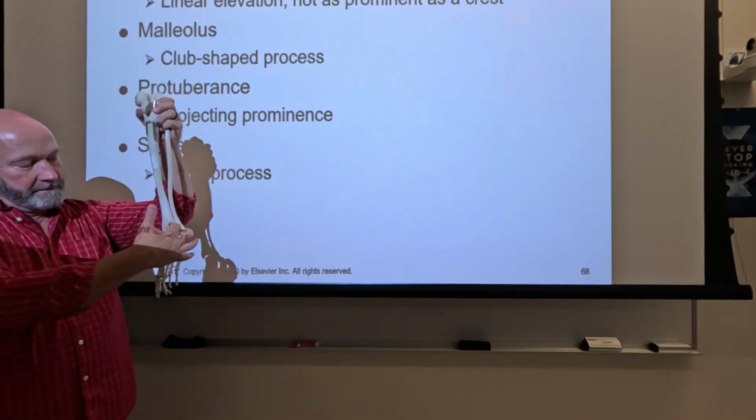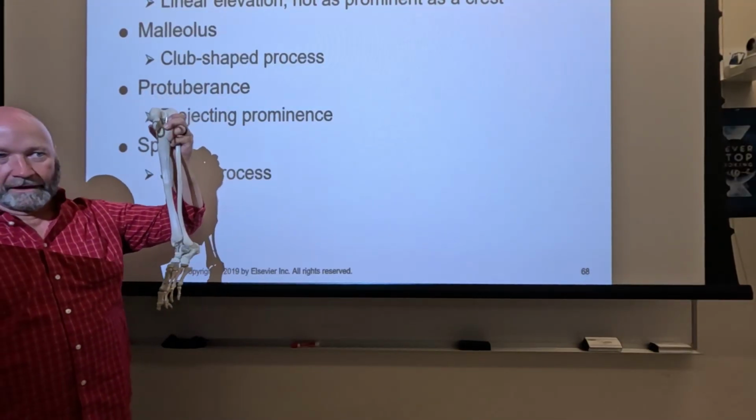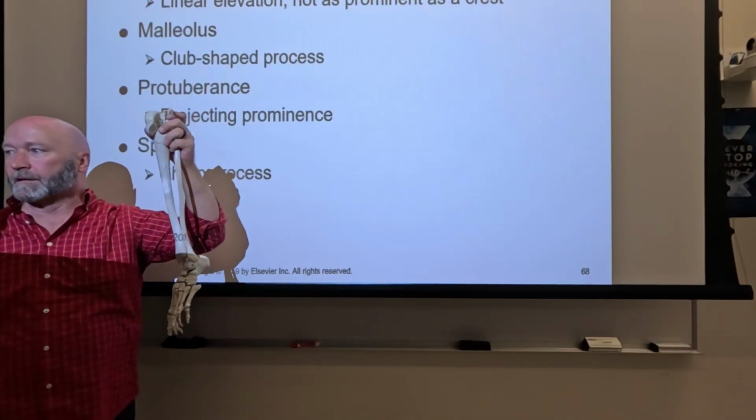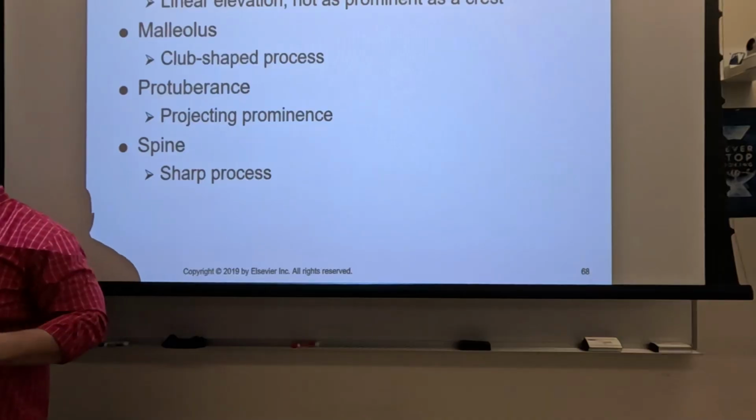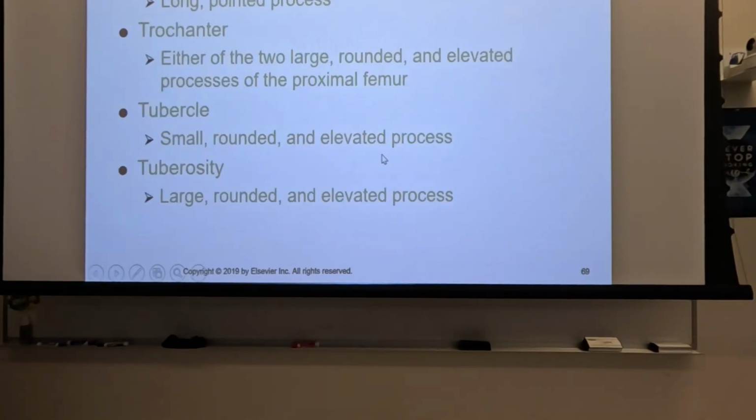Okay, so if you break the lateral malleolus off, then you've got a lateral malleolar fracture, a distal fibular fracture. If they break both of them, then it's what they refer to as a bimalleolar fracture. So we'll talk about that again in a few weeks. All right, so protuberance, again, we've got a projection. Spine is a sharp process, kind of like a line, but it's a sharp process. Styloid, we talked about that in the radius and ulna. That's a long pointed process.